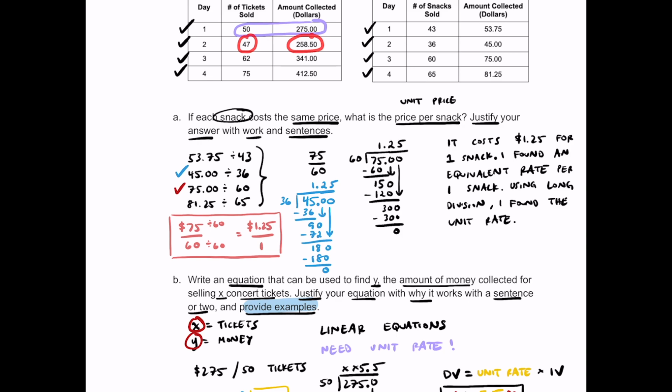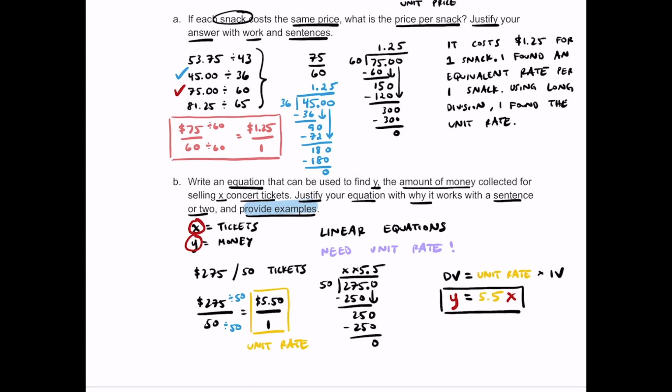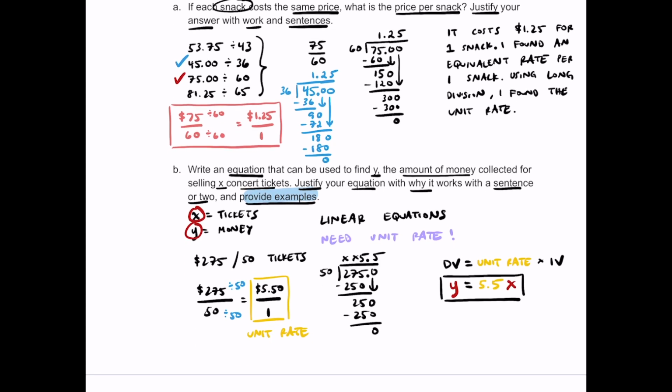So this 47 here is going to be the number of tickets, which is X, and the money, this $258.50, should be Y. So when X is 47, then Y should be $258.50. So let's go ahead and check that. I'm going to make X 47. If we write this on the side, we said Y is equal to 5.5x. And so Y should equal 5.5 times 47. And let's see if this does work out.